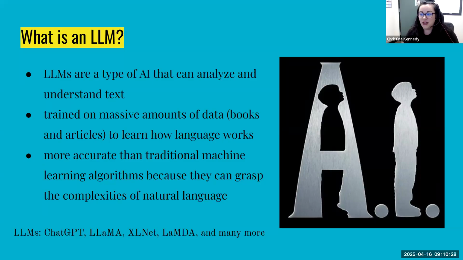But essentially, large language models are trained by absorbing massive amounts of data from the internet, all different types of books, articles, journals, and newspapers, to learn how the structure of language works. It's much more accurate than traditional learning algorithms because they can grasp the complexities of natural language, which is why you may have found in recent years students attempting to submit work that is AI generated. If it can grasp the complexities of natural language, then it can write that way if you prompt it to do so.